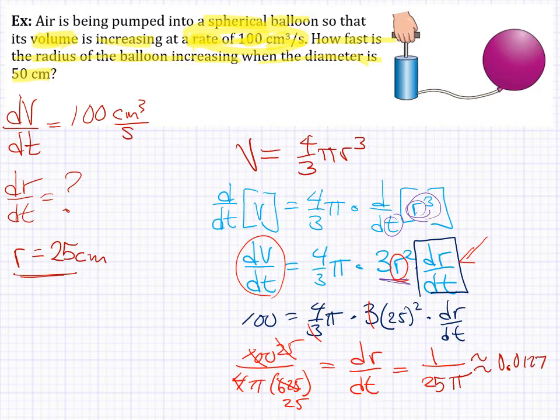And if you wanted to round that, you could say it's roughly 0.0127. And we have to think about units of measurement here. We were measured in centimeters and seconds, and this is a change in the radius. Radius is a linear measurement, so that would be centimeters, and it's changing with respect to time, so seconds. So this would be centimeters per second. And this is how we can figure out how the radius is changing over time in relation to this problem.